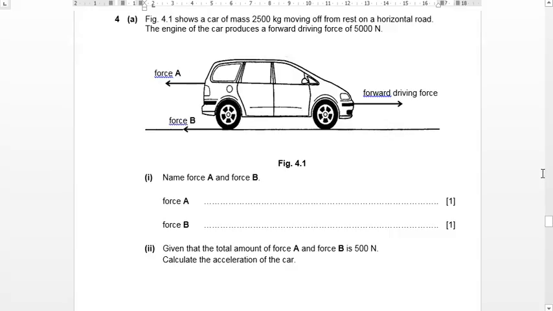Okay, long question. Name force A and B. This one is in contact with the ground. This must be all friction. A. What do you think it is? Okay, air resistance.